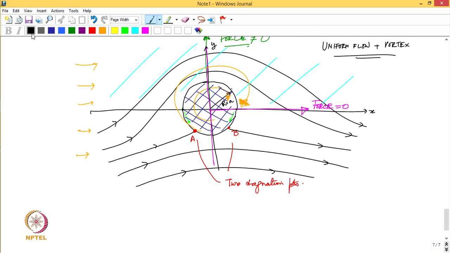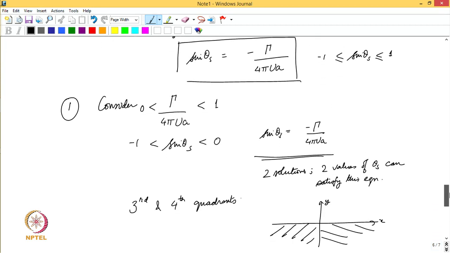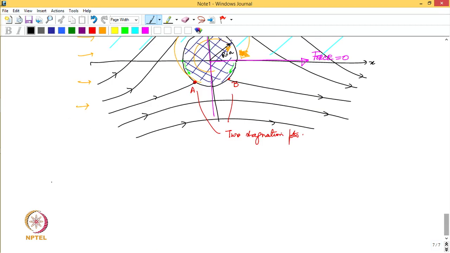We will also quantify exactly how much force that is in the upcoming lectures, but for now I think this should at least make some sense to visualize what has happened here. So, we looked at the case where gamma by 4 pi u a was less than 1. Now, let us look at the special case where gamma by 4 pi u a is exactly equal to 1.